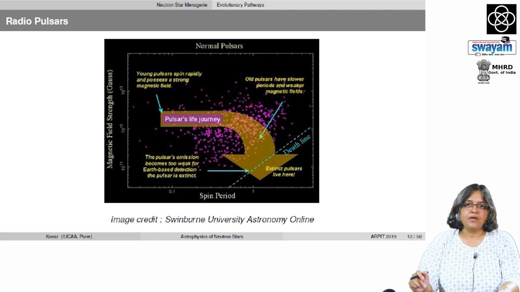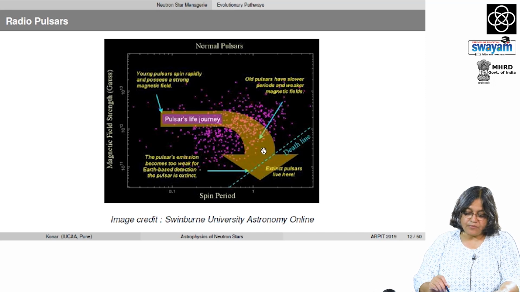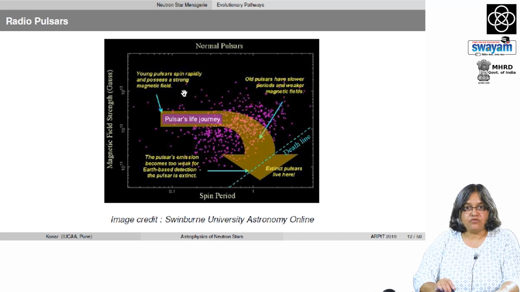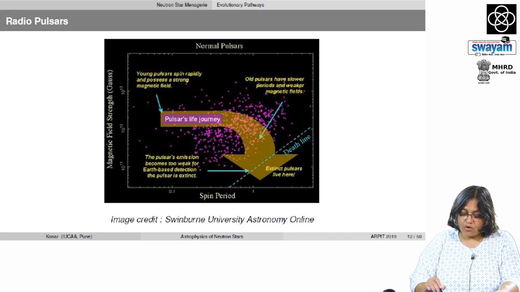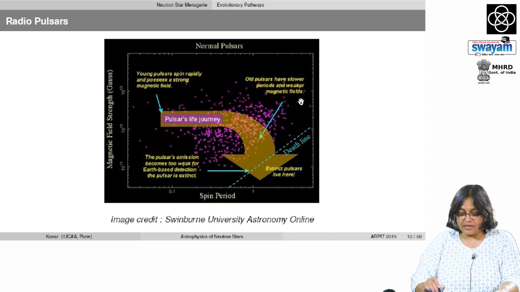So, now let us talk about the evolutionary scenario in particular. Here is a schematic diagram showing how the radio pulsars generally evolve. This is called a pulsar's life journey. Young pulsars spin rapidly and possess a strong magnetic field. So, what happens to them? Old pulsars have slower periods and weaker magnetic fields.